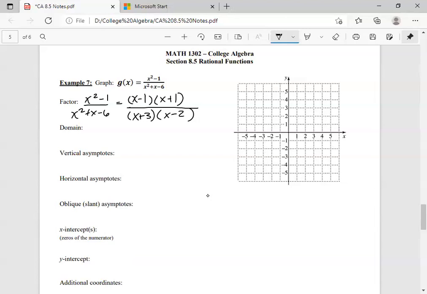When we're looking at the domain, if you're following along on Zoom, where are we going to have problems? This is our question for Zoom people to fill in the chat. Where are we going to have problems in our domain? At what places? Always worry about your denominator: x plus 3 cannot be equal to 0, and x minus 2 cannot be equal to 0. So we would solve these. So x cannot be -3 and x cannot be 2.